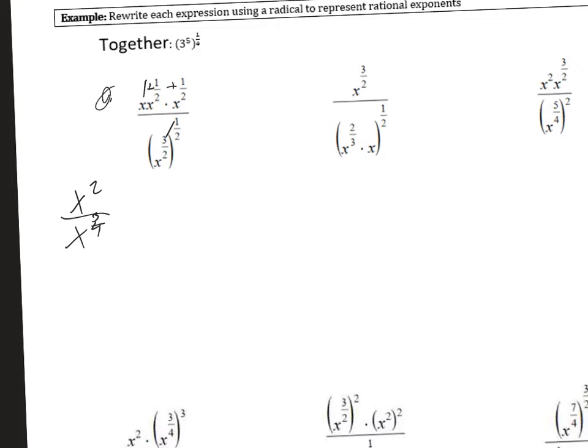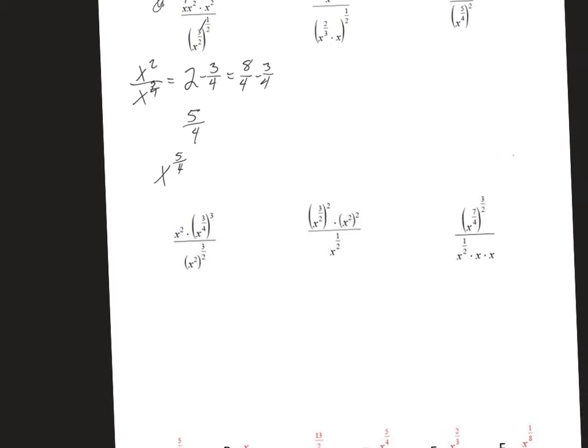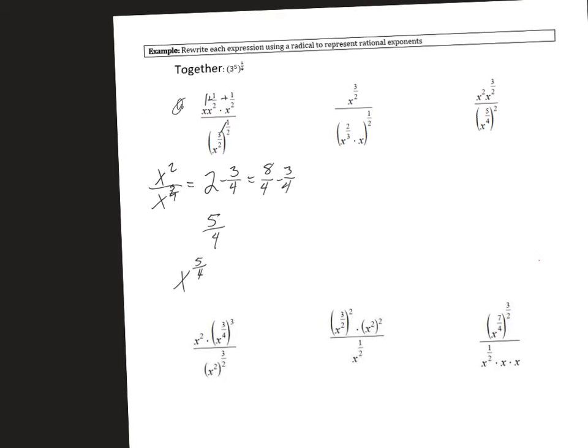Okay, now we have the quotient rule. So that tells me that I want 2 minus 3 over 4. Now, how many fourths is 2? Well, it would be 8 over 4 minus 3 over 4, which equals 5 over 4. So my final answer is x to the 5 over 4. So that shows up as A. So we're going to write an A here.